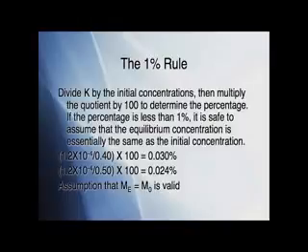So the assumption that the molarity at equilibrium is equal to the initial molarity, that assumption is valid in this case, and that's the application of the 1% rule. If it's 1% or greater, go ahead and use the quadratic. If it's less than 1%, you're relatively safe.